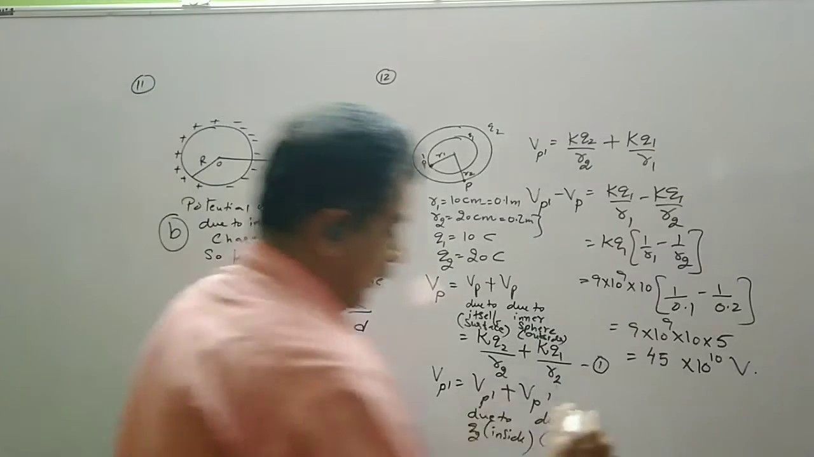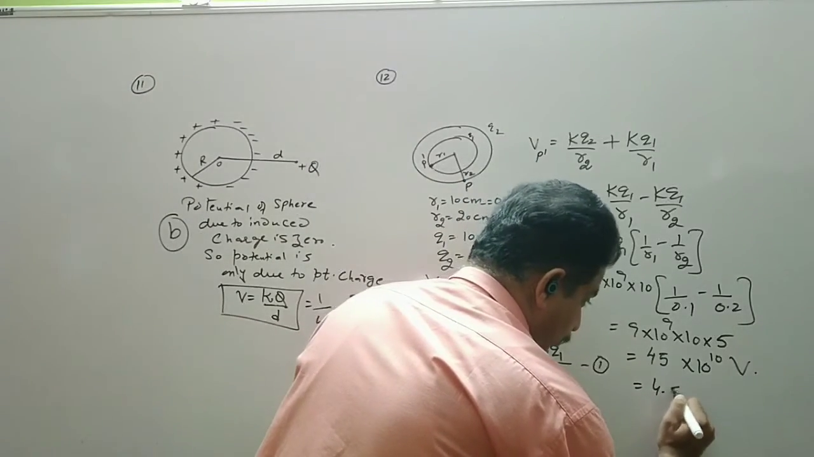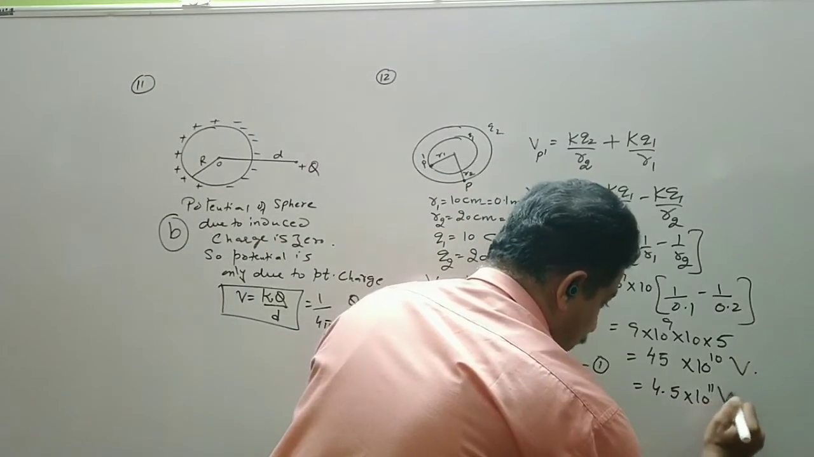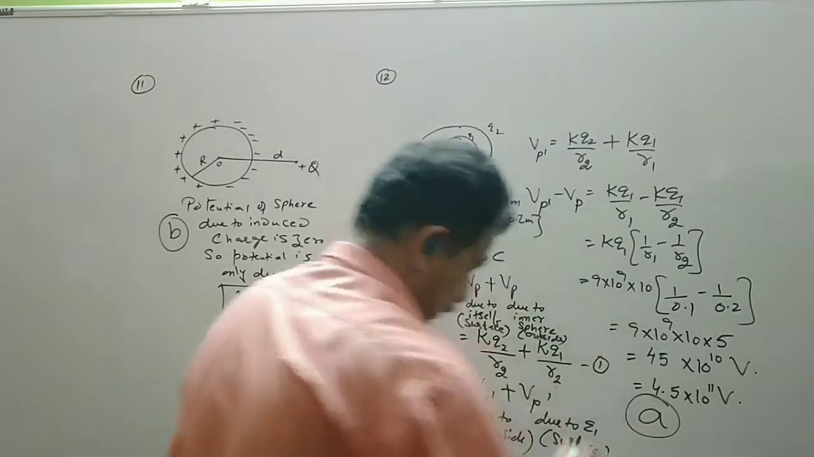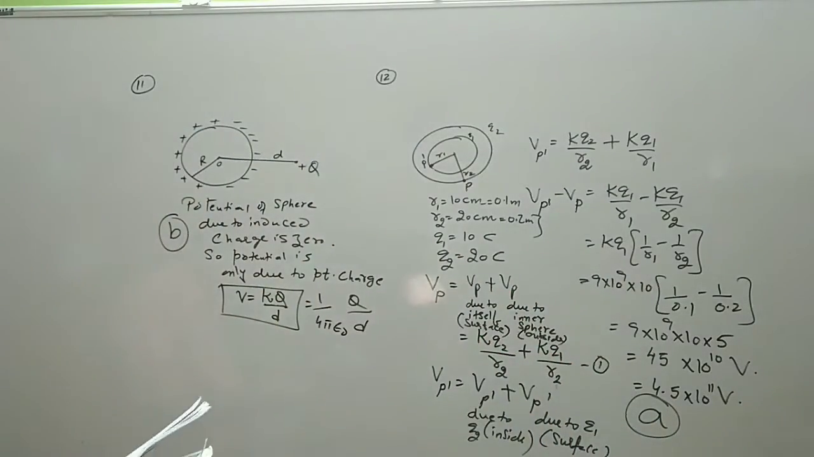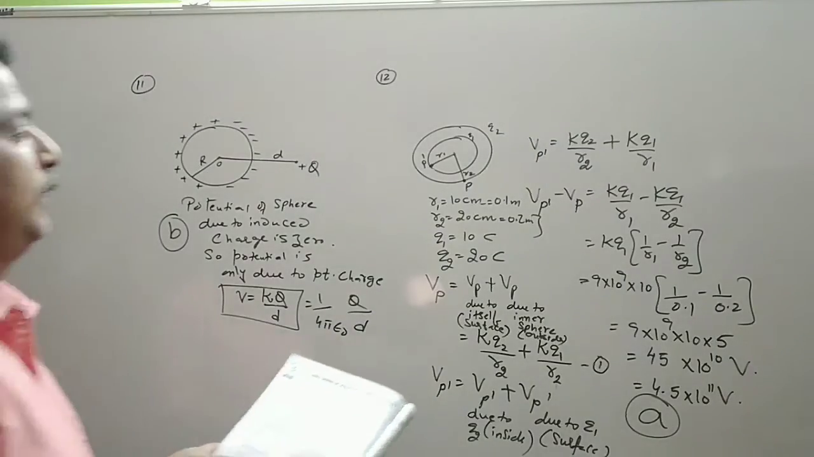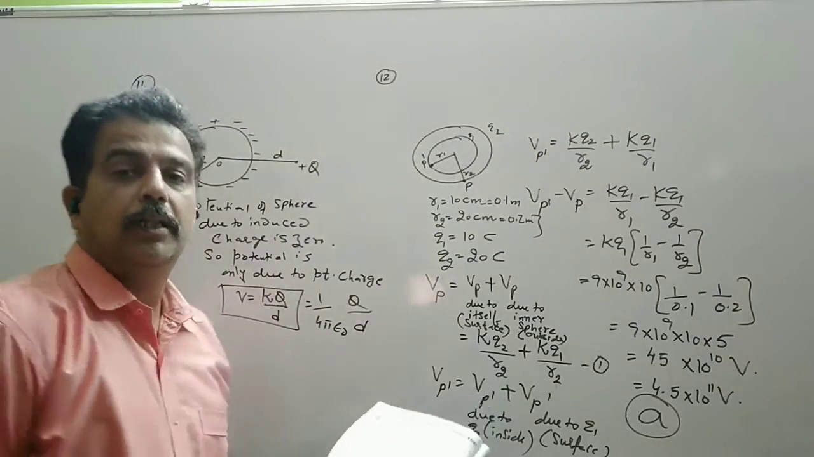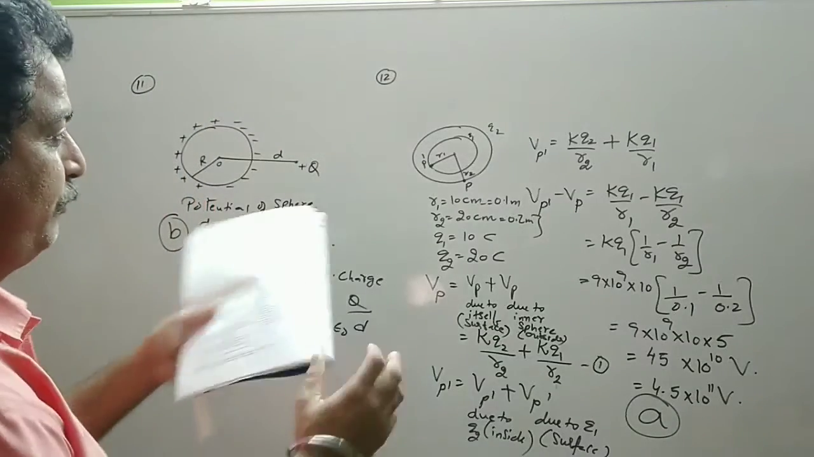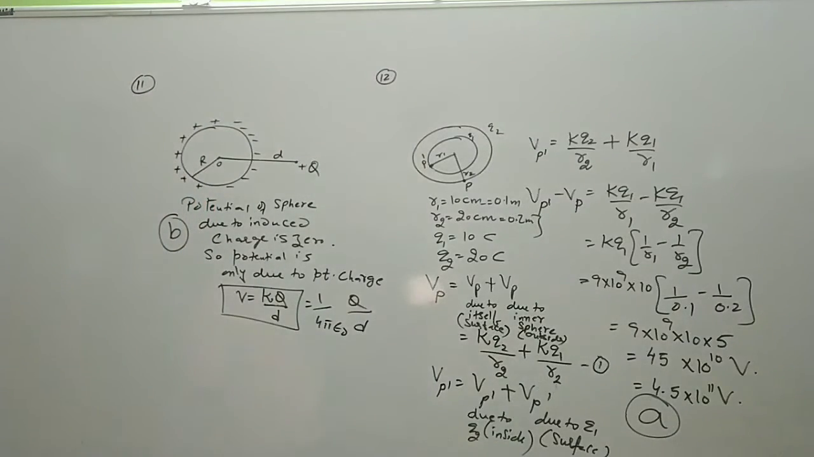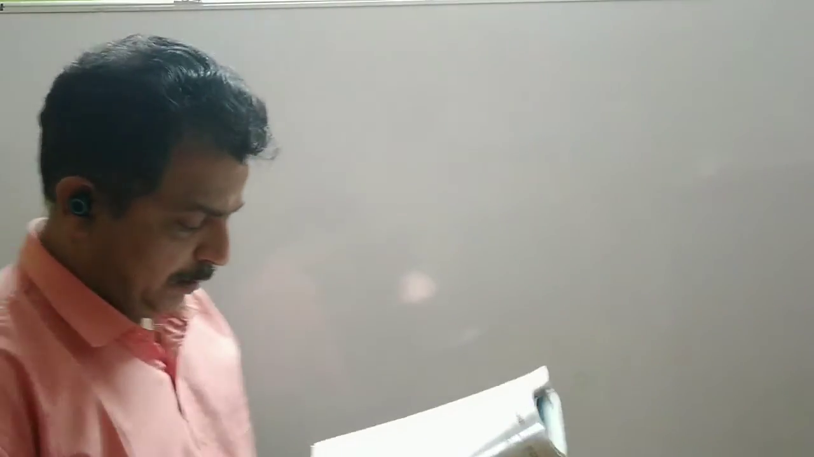So option number A, that is 4.5 into 10 raised to 11 volt. So this is option number A. This is how you find out the potential difference between the two spheres which are concentric with each other. Now next question, question number 13.